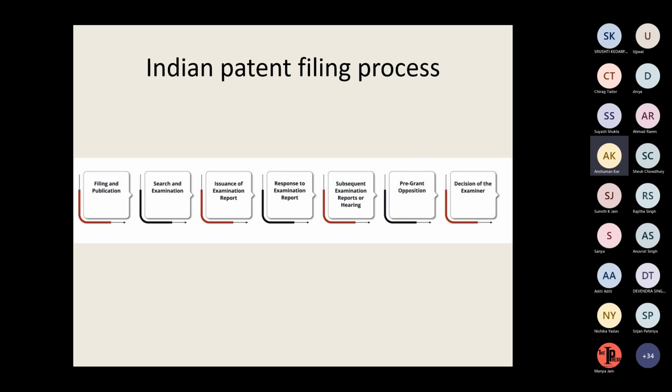We already know the format of the complete specification. Now we have filed the complete specification. After that, it is published. The patent office publishes it after a certain time, 18 months. If you want to expedite it, you need to file a request for early publication, and then it is published within 1 to 3 months. By publication, we mean it is published in the patent journal, so it is open to the public.